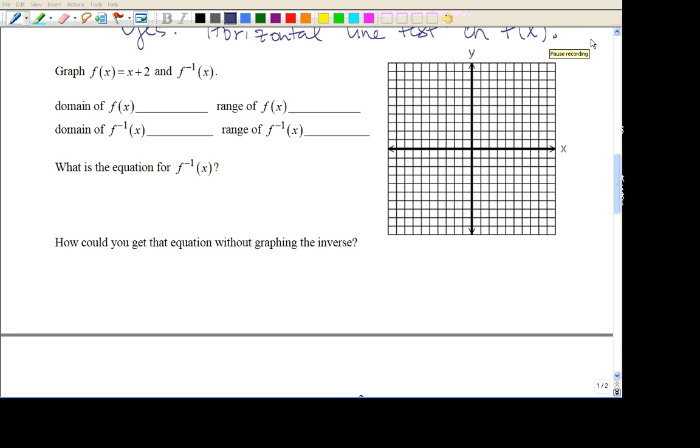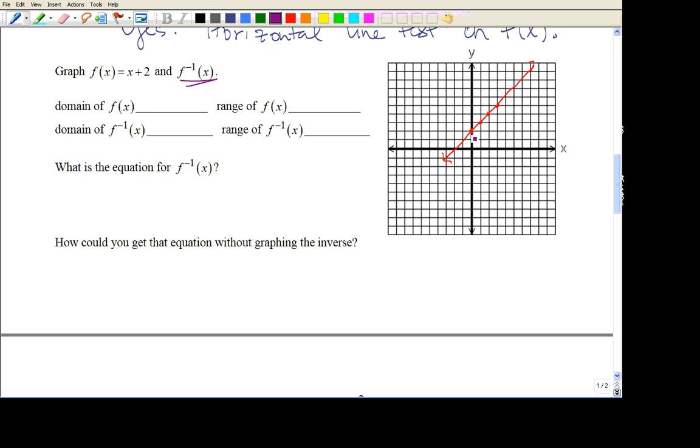Okay, so let's look at another example. Let's graph f(x) equals x plus 2 and its inverse. So in red, I'll graph f(x), which is x plus 2, so the y-intercept is 2, the slope is 1, so we'll go up 1 over 1, and so on. And then in purple, I'll graph the inverse. So that means we're supposed to take each ordered pair and reflect it across the line y equals x, or in other words, just switch the x and the y values.